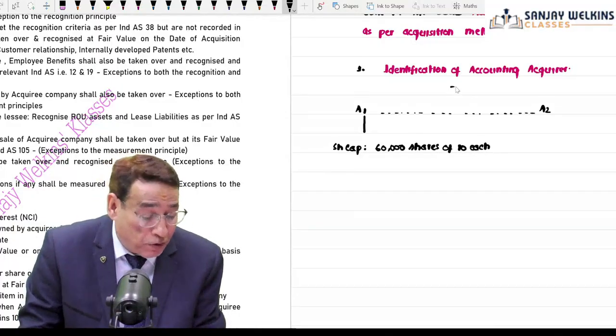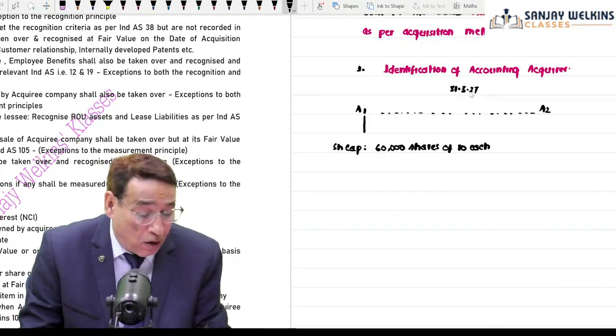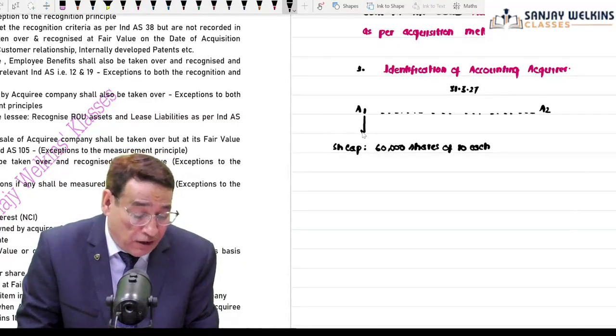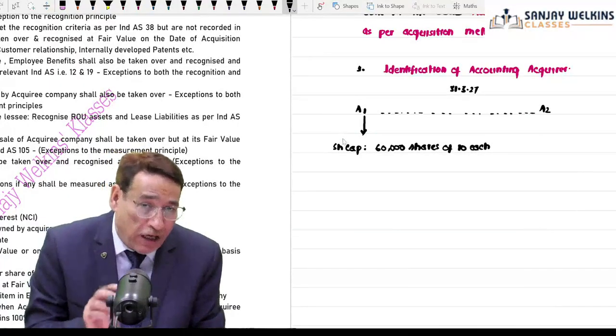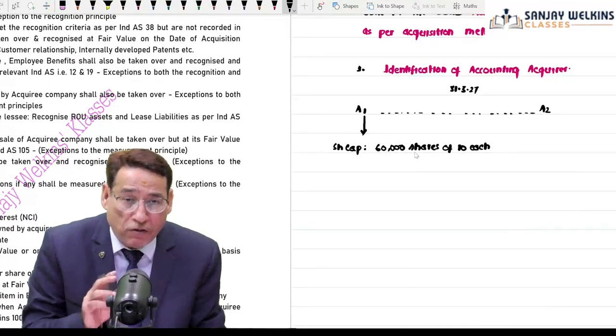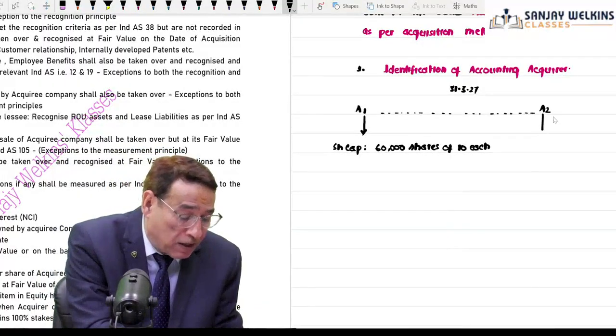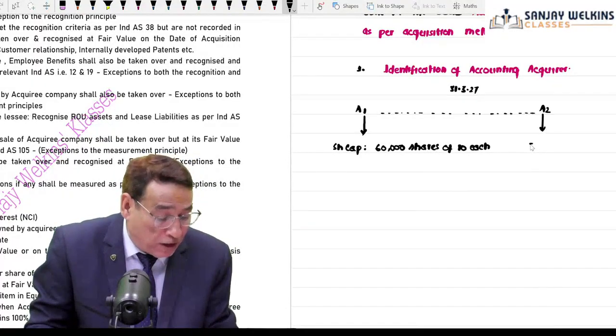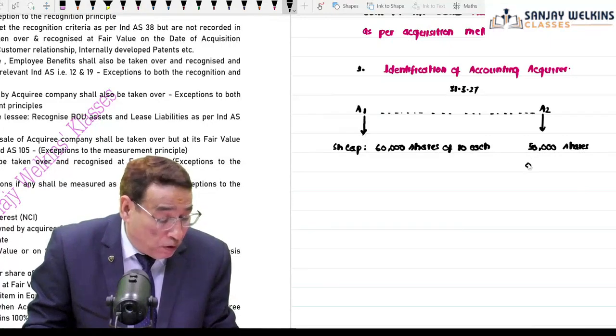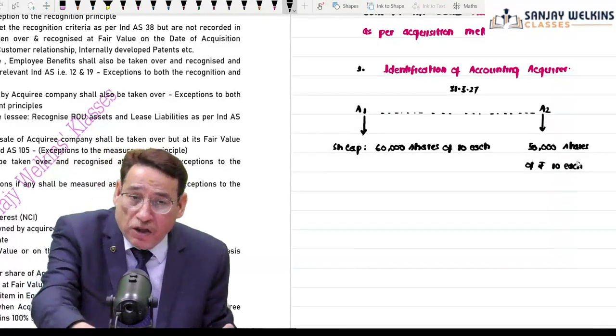We presume that this balance sheet is as on 31st March 2027. On the liability side of A1 Limited, there is share capital of 60,000 shares of 10 each. In simple words, A1 has share capital of 60,000 shares, while A2 has a share capital of, let us say, 50,000 shares of rupees 10 each. This is the share capital of A2.